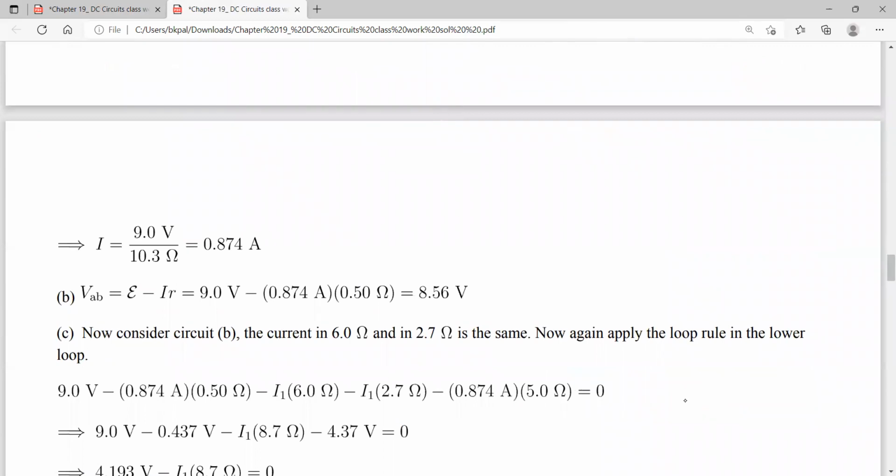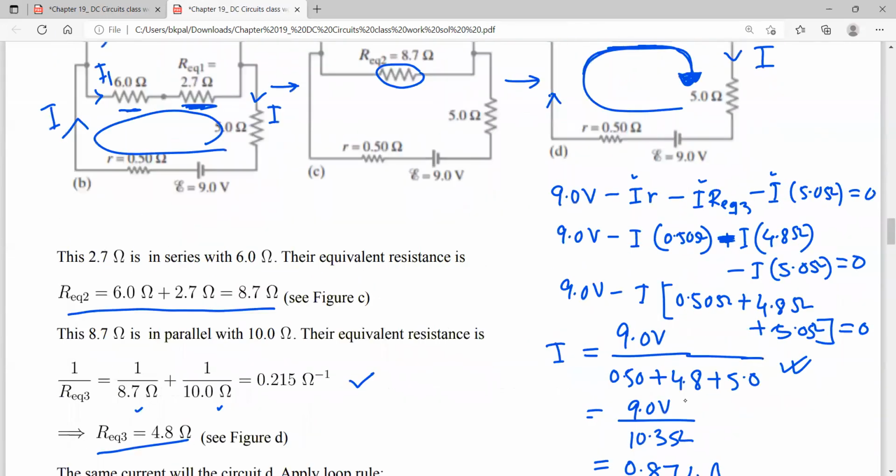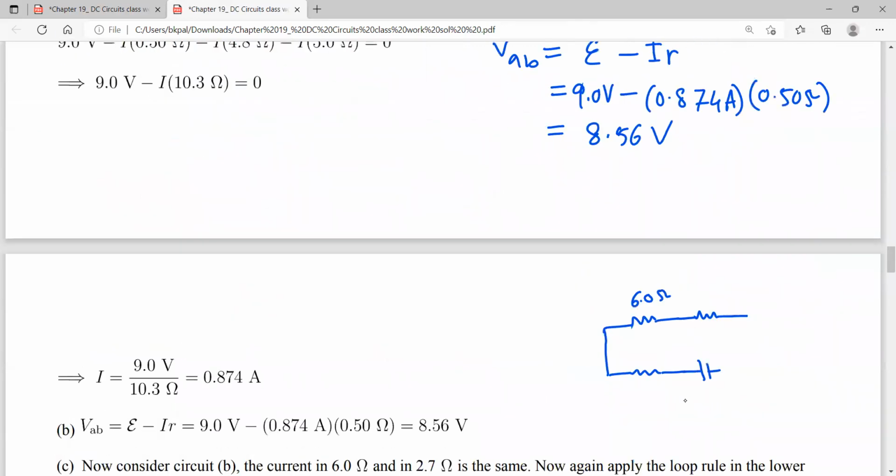Now let me draw the loop here. Here we have the battery, here we have the internal resistance, and then here we have 6 ohm. And then here we have 2.7 ohm, and then here we have 5 ohm. So this is the lower loop in circuit B.